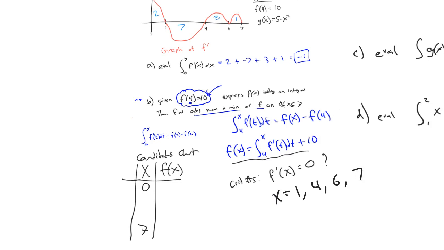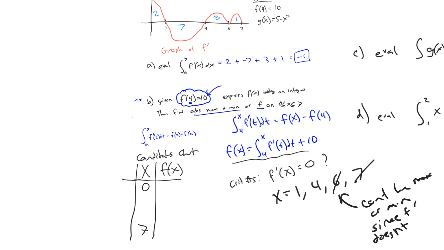Okay, so you could plug those 4 critical numbers in there. 7's already our endpoint, so we've got that taken care of. 6, you'll notice on the graph, actually won't be a max or min because the derivative doesn't change signs. If you look up at the graph, it stays positive. So the 6 won't matter either, because it can't be a max or min since f prime doesn't change signs.